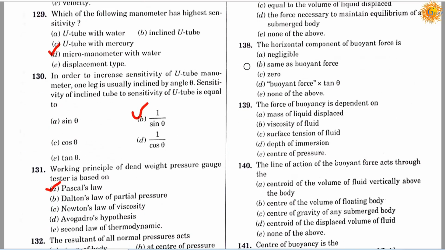Question number 138. The horizontal component of buoyant force is, option A, negligible, option B, the same as buoyant force, option C, 0, option D, buoyant force into tan theta, and option E is none of the above. So the correct answer is C, it will be 0.